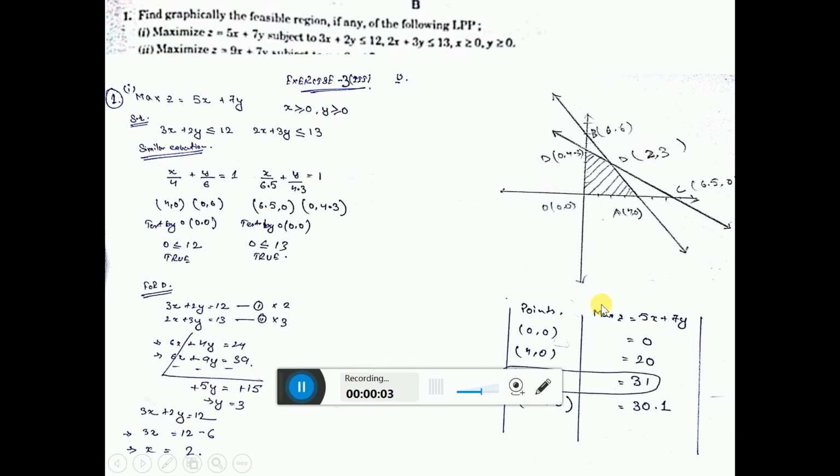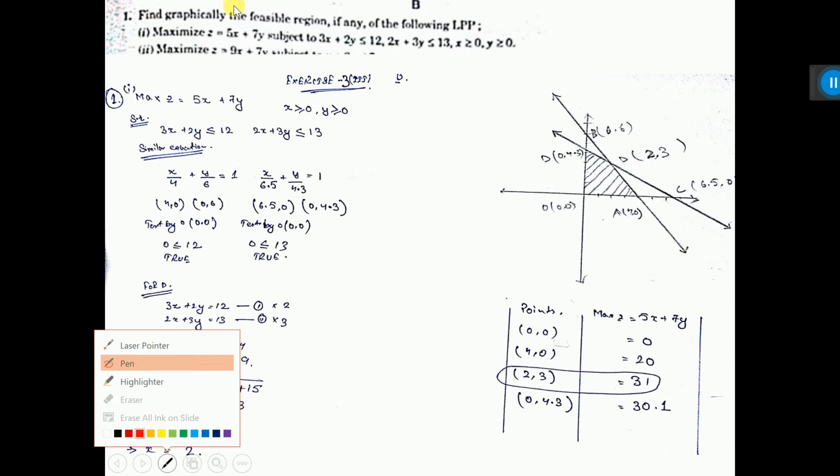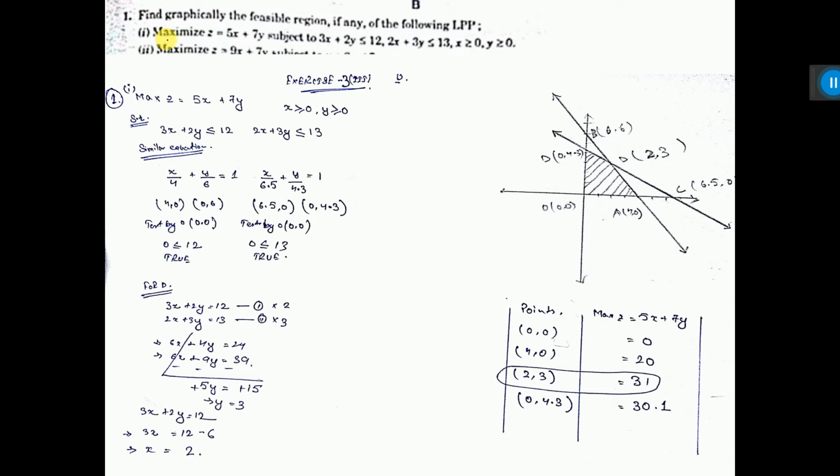Find graphically the feasible region, if any, of the following LPP. I am doing one part here. Given: maximize z equal to this, subject to these two constraints, and x greater than or equal to 0, y greater than or equal to 0. This indicates that the solution will be in the first quadrant, actually non-negative values of x and y.